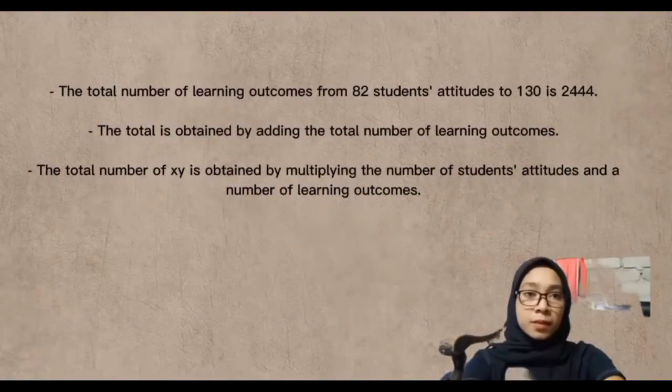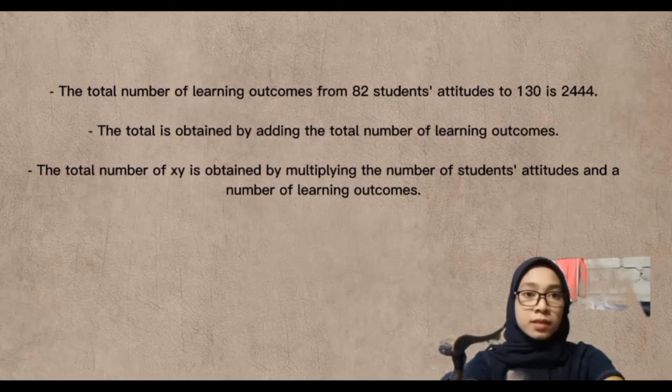The total number of learning outcomes from 82 students' attitudes is 2,444. The total is obtained by adding the total number of learning outcomes. The total of XY is obtained by multiplying the number of student attitude and the number of learning outcomes.